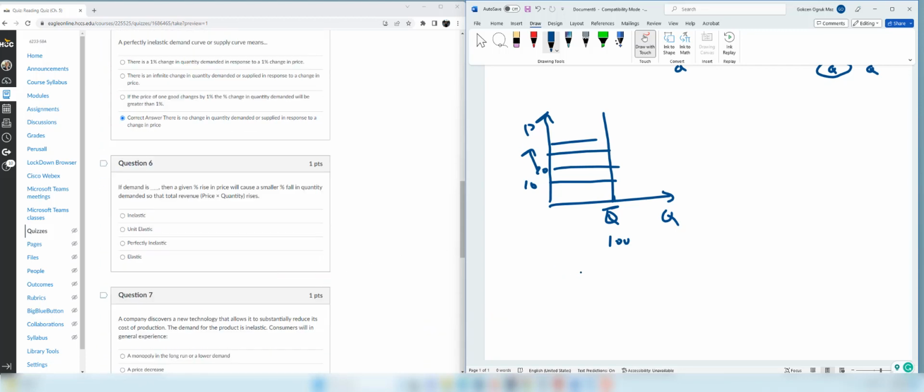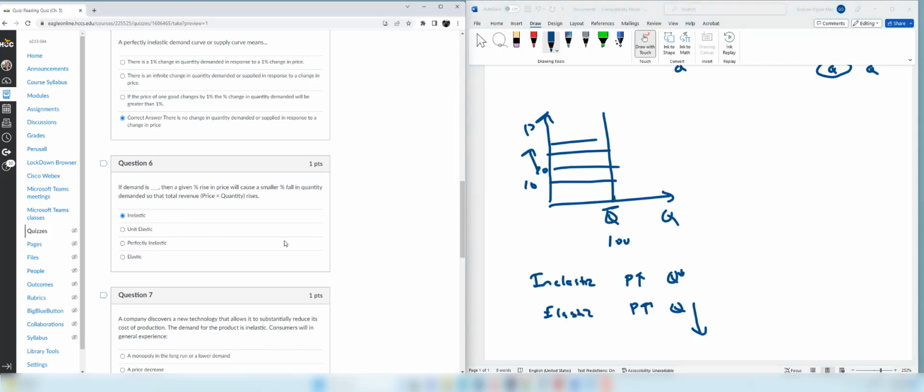Question 6. If demand is blank, then a given percentage rise in price will cause a smaller percentage fall in quantity demanded. Remember, for inelastic goods, we say that price increases, let's say this much, and quantity decreases by this much. For elastic, consumers are very sensitive. Price increases the same amount, but quantity decreases by more than the change in price. Therefore, the right answer is inelastic.